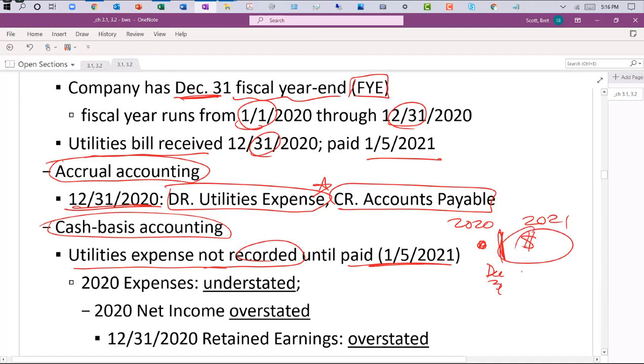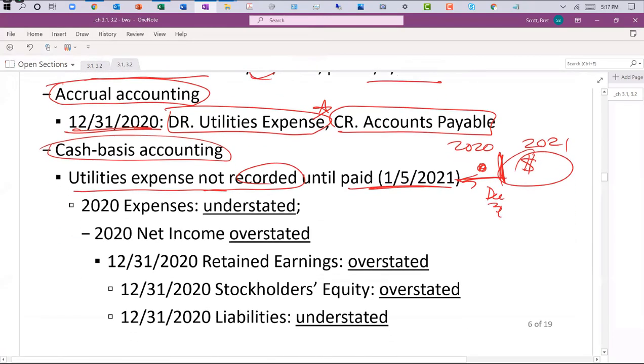That's where the expense shows up. It's in the next year, but we know it relates to the prior year. That's why cash basis is inferior and accrual accounting is superior. So if we're using cash basis accounting, what's the problem?